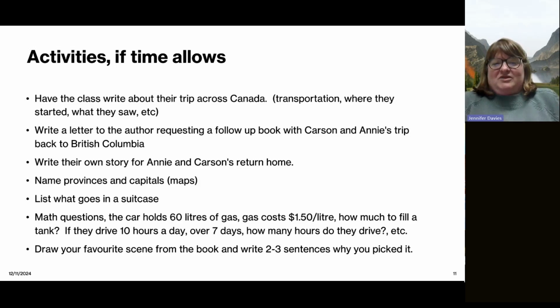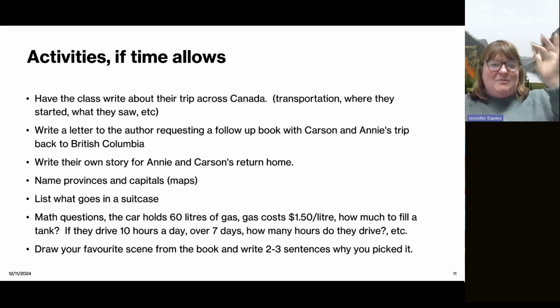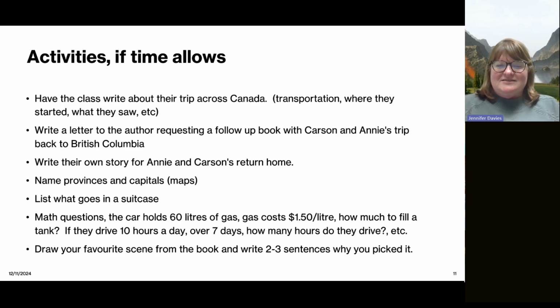Write their own story for Annie and Carson's return home, so they can create Annie and Carson's travel back. Name the provinces and capitals. Provide maps. I have maps with the little 1 to 10, so you can name all the provinces. List what goes in a suitcase, so write down what you would put in your suitcase. Math questions. So if the car holds 60 liters of gas and gas is $1.50 a liter, how much to fill the tank? If you drive 10 days over 7 days, how many hours are they driving? So we can turn it into a math lesson.